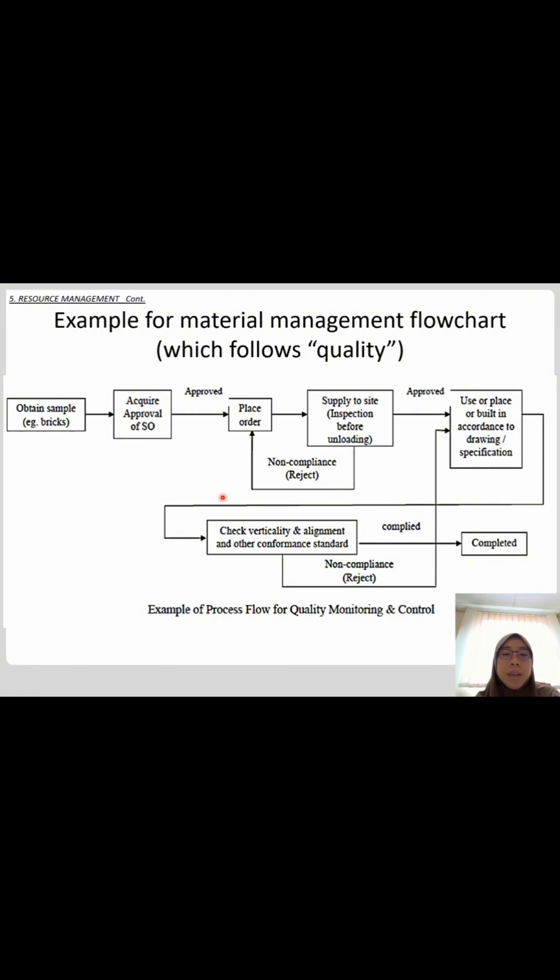And after that, again, it will check the verticality and alignment and other conformance standards. If it is compliant, then it's complete. If it is not compliant, it will be rejected. Again, it will go to the construction place to use or build the materials, the construction using materials according to drawing and specification.